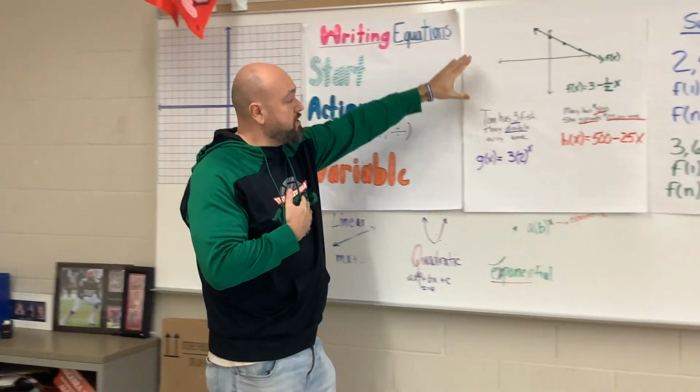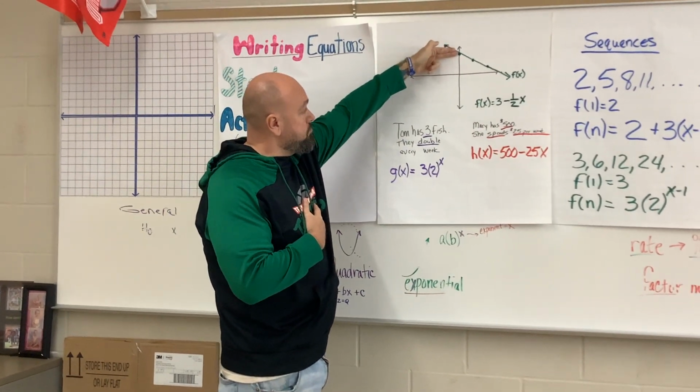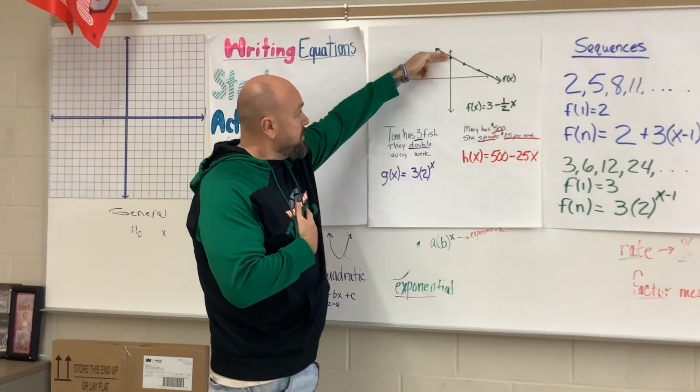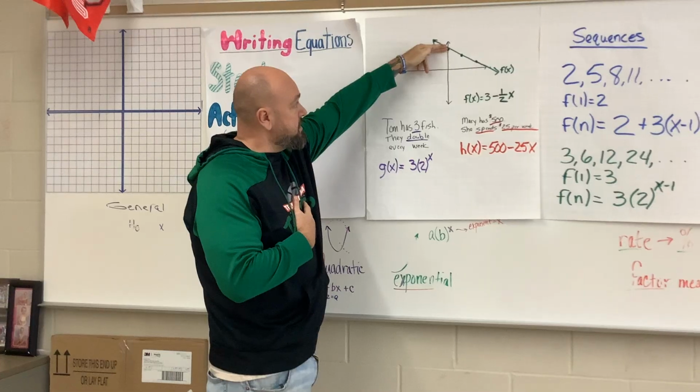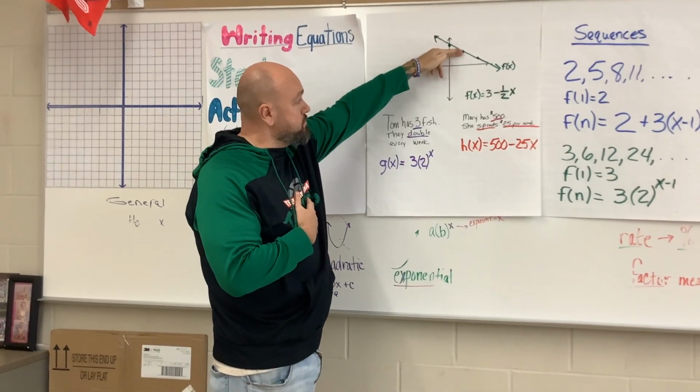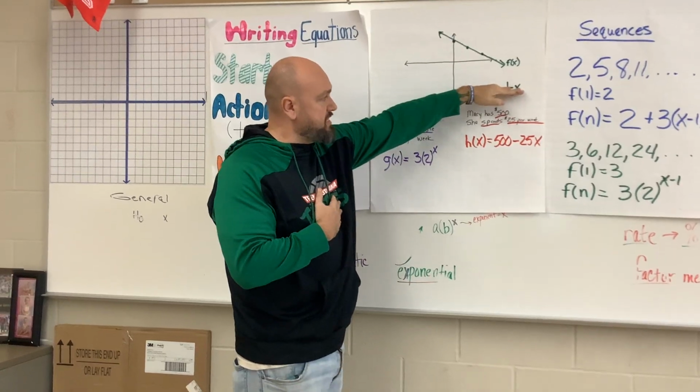All right, so if I take a look here, if they give me a graph, this one starts at 3, so that's why I started at 3. The graph's going down, so my action is it's subtracting. I need to know how far down it goes. It goes down 1 over 2, so that's where I get my 1 over 2, and we know that the variable, if it's linear, goes in line with it.